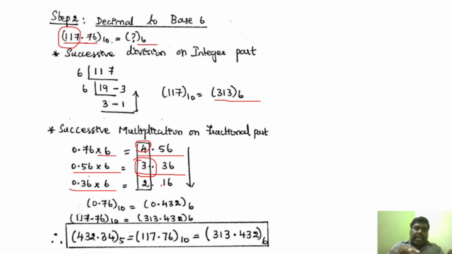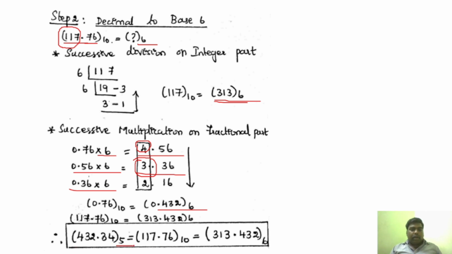If you don't understand the successive multiplication, please look at the decimal to any Radix video so that you can understand. Okay, so now we have to write from top to bottom. Here we did bottom to top, right? So top to bottom it is 0.432, because this is the fractional part, so we are starting with 0.432, right? So the integer part is 313, the fractional part is 0.432. So we can combine both and write it, right? That is the question, right?